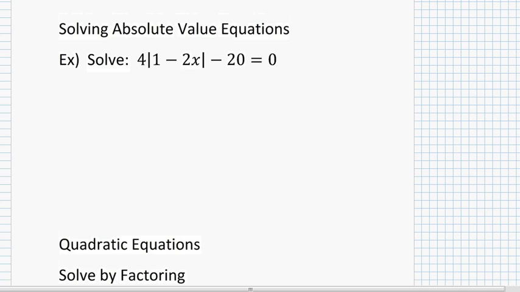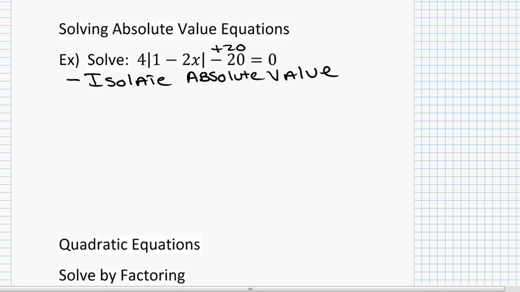Absolute value equations. First thing you want to do is isolate the absolute value. So here, by isolating the absolute value, you'd add 20 to both sides. Then you divide by 4.